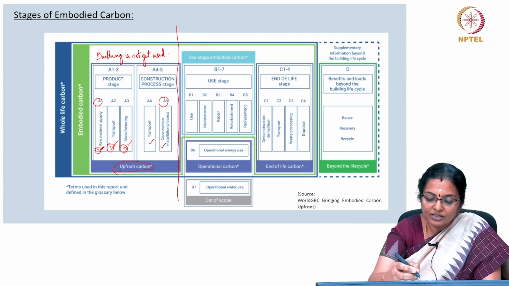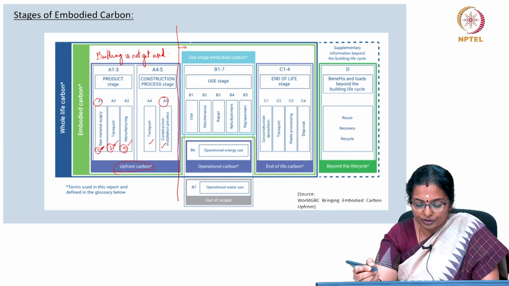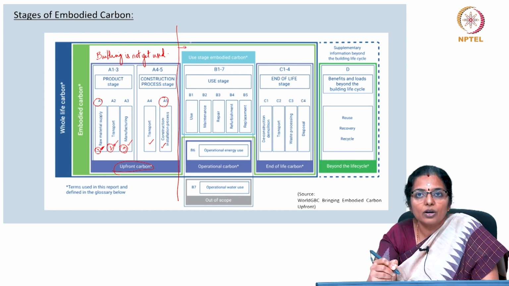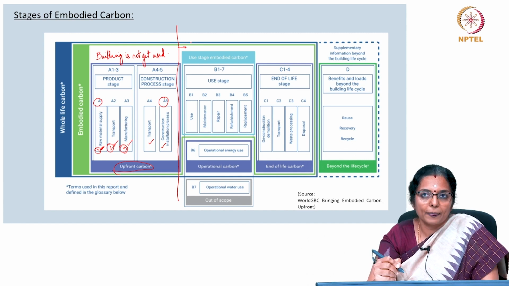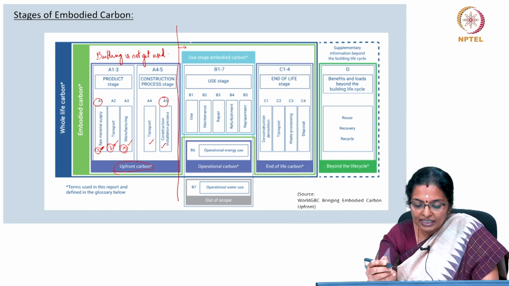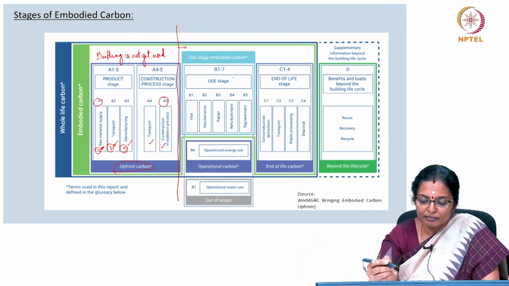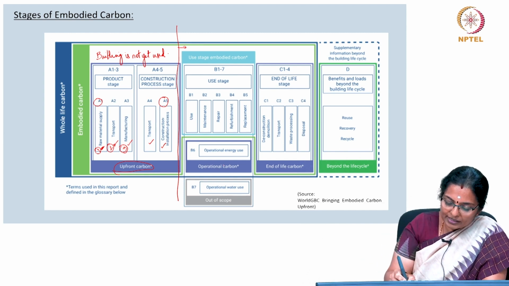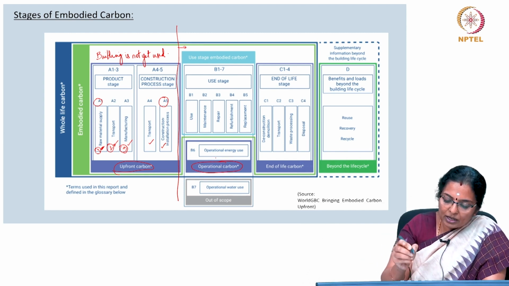This is where the building starts getting used. Then we call it operational carbon. The emissions associated with energy used to operate the building or in the operation of that infrastructure is called operational carbon, which entails building use or the product use, maintenance of the product.